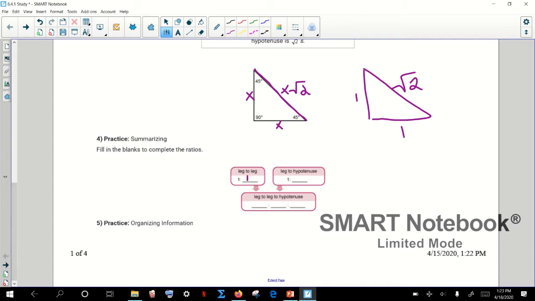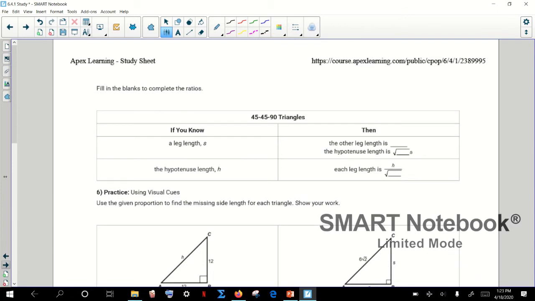Okay, so the ratio from leg to leg is 1 to 1. What that means is that the legs are equal to each other, which we already knew. The ratio from the leg to the hypotenuse is 1 to square root of 2, because you take whatever one of the legs is and multiply it by square root of 2 to find the hypotenuse. And that's not really how we did it in class. That's a little bit of a different way to think about it, but perhaps that could help some of you to think about it as a ratio. All right, let's go to the next page.